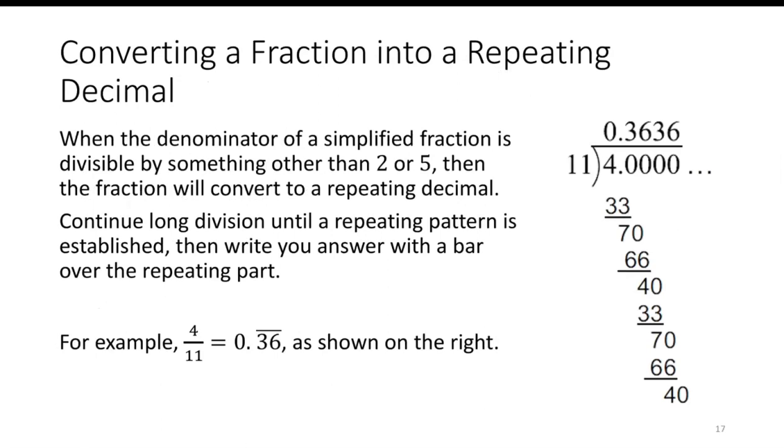To convert a fraction into a repeating decimal, the simplest way is to use long division, and use long division enough times until you see a repeating pattern. So when the denominator of a simplified fraction is divisible by something other than 2 or 5, then the fraction will convert to a repeating decimal. Continue long division until a repeating pattern is established, then write your answer with the bar notation. So for instance, 4/11ths, when I do the division, I get 0.3636, and it looks like I'm just going to keep repeating 3636. So 4/11ths would be 0.36 with the bar over the 3 and the 6.